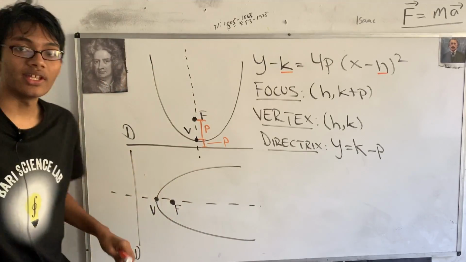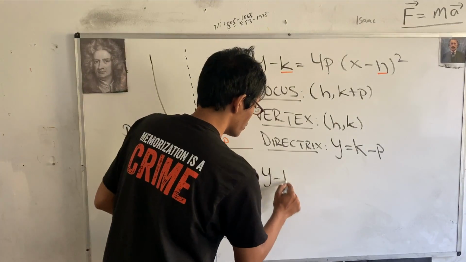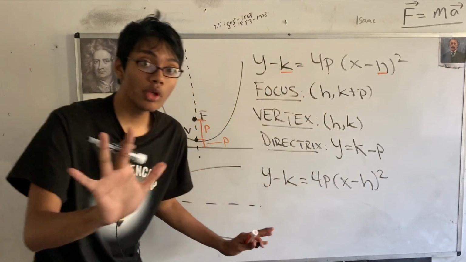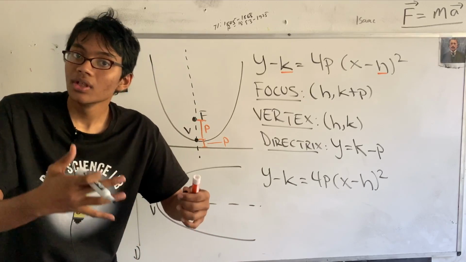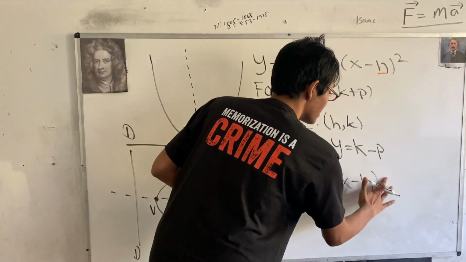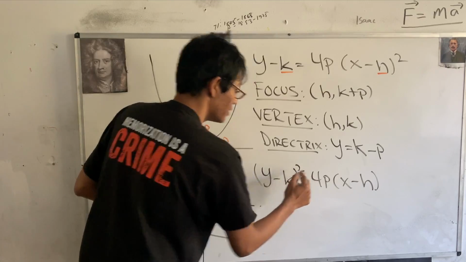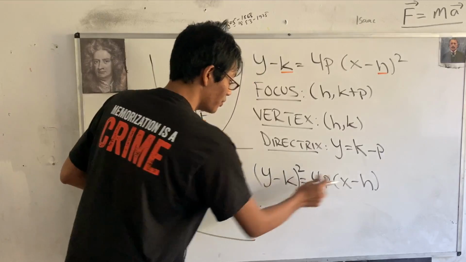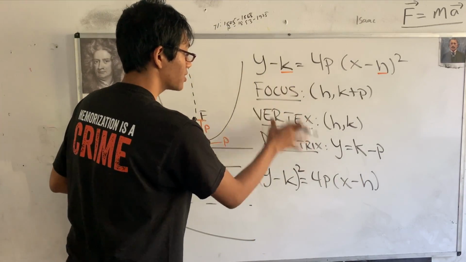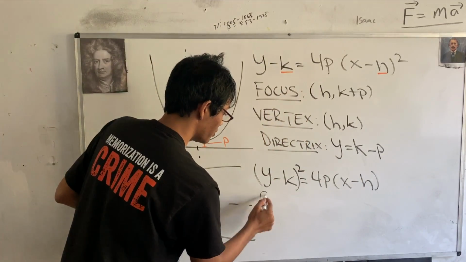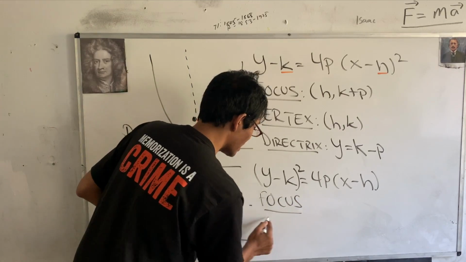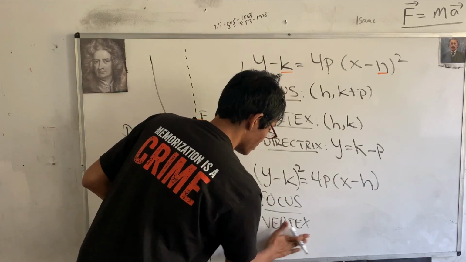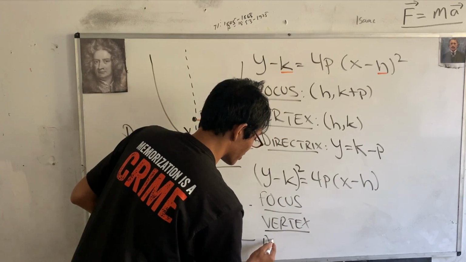Now I want the equation for this. Well, what if I write the original equation? y minus k is equal to 4p times (x minus h) squared. But no, this is rotated, folks, so we need something to show that it's rotated. So we change this, and we bring it over here. That's it. That's the equation of this guy. And what's even better, we can find the focus, the vertex, and the directrix. So let's write those down. Focus, vertex, and I'm afraid we're running out of space, but I think we can manage directrix.